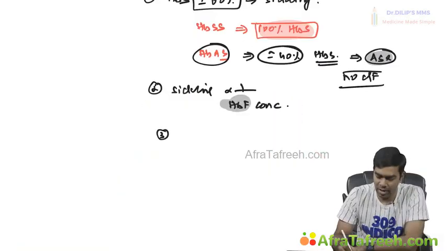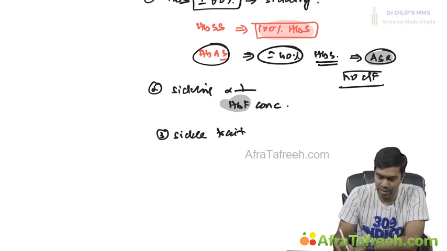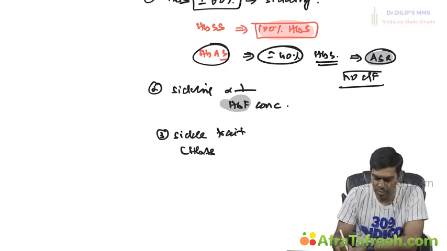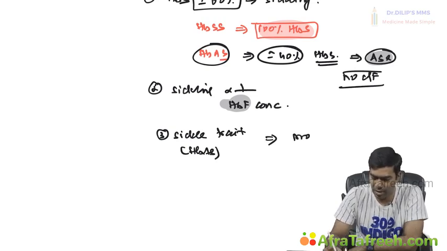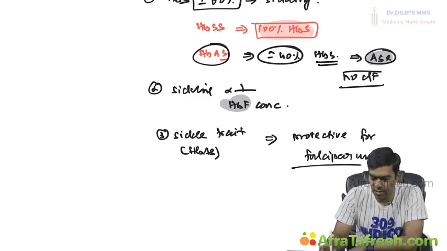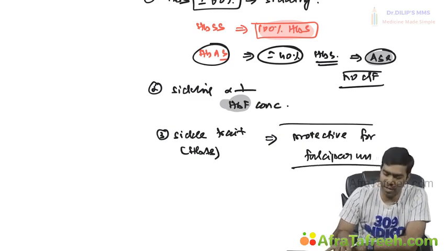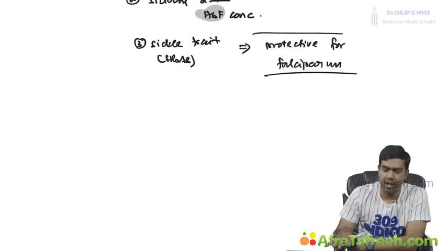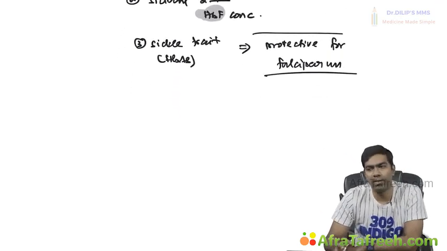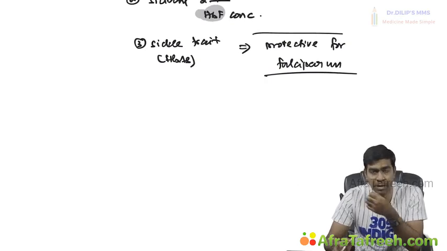Similarly, third thing, I already told you, the sickle cell trait, HbA with HbS, is actually protective for falciparum malaria as well. How is it protective for falciparum malaria? Again, it's quite simple. I told you sickling will form only in the deoxy state, and all these problems will happen only in the deoxy state.